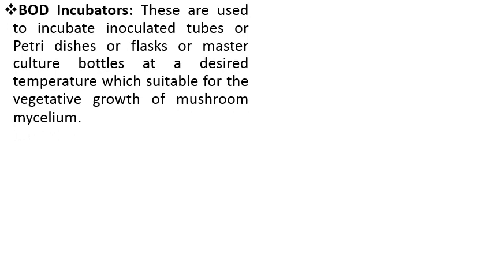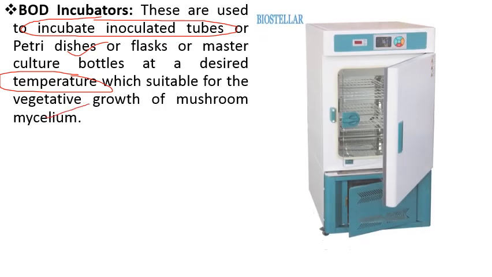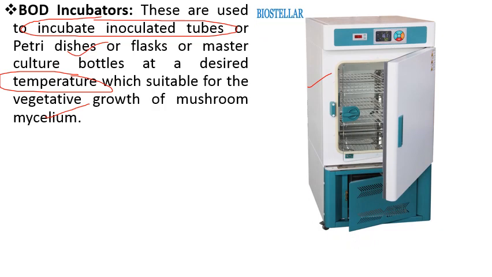Next comes BOD incubators. So these are used to incubate inoculated tubes or petri dishes or flasks or master culture bottles at a desired temperature which is suitable for the vegetative growth of mushroom mycelium. तो उस temperature पे हम इस मशीन के अंदर इसको फिक्स करते हैं which is known as BOD incubator जिसमें हम सभी conditions को control कर सकते हैं, that is temperature, pressure, light, water, humidity. So इन सब चीज़ों को हम इस instrument के अंदर control कर सकते हैं.